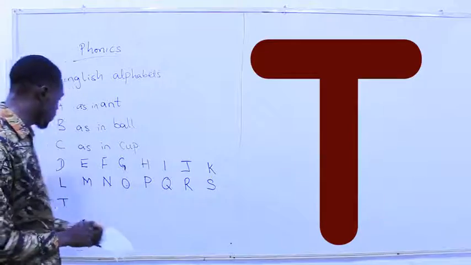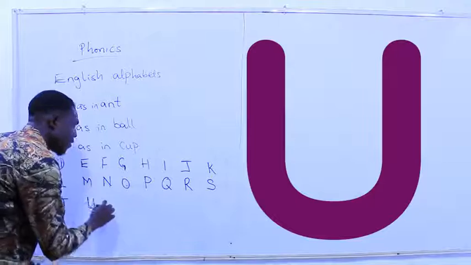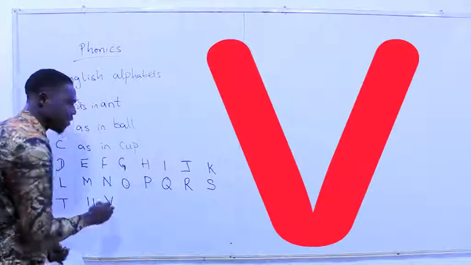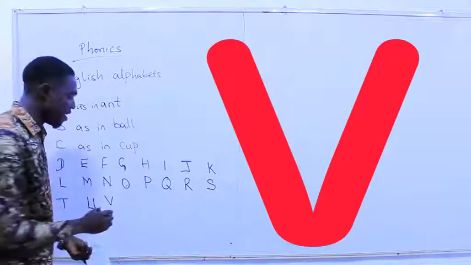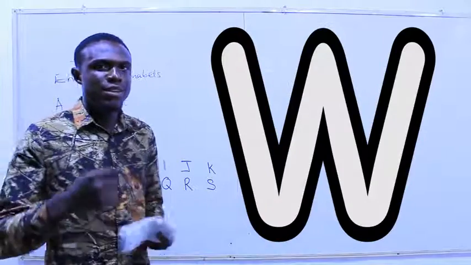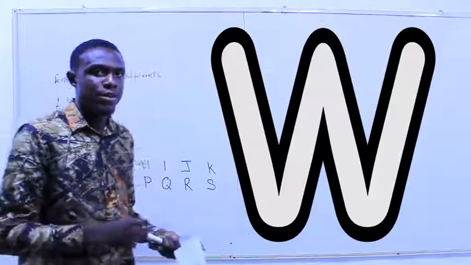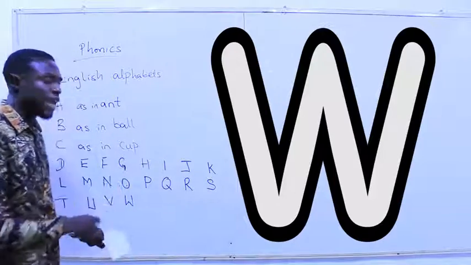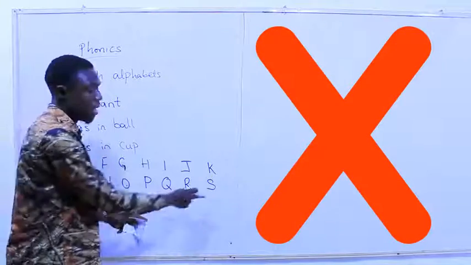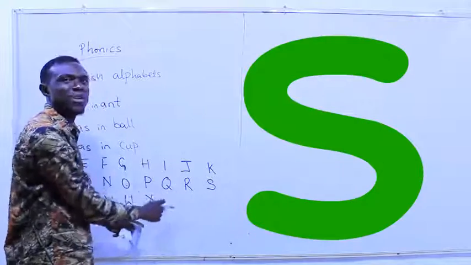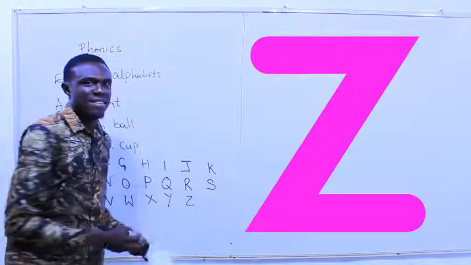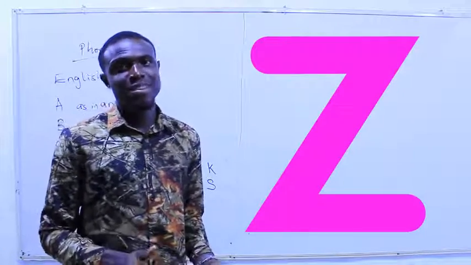Now let's take three at once. U. Say it. U. V. This one you just do. V. Now look at this one. W. U, V, W. Now, X. There's a difference between this one and this one. This one is S. This one is X. Now, Y and Z.